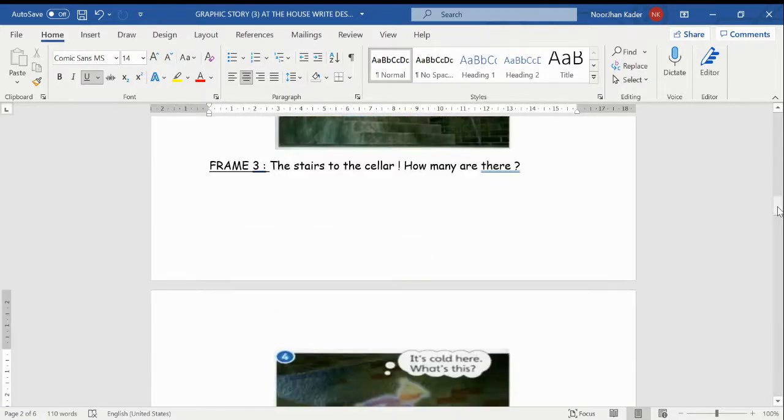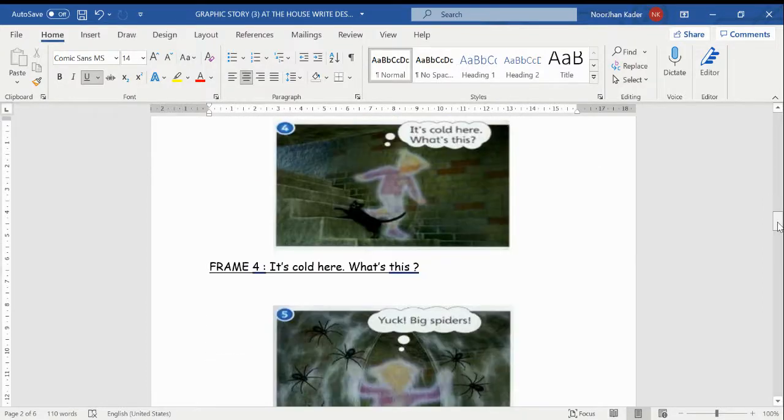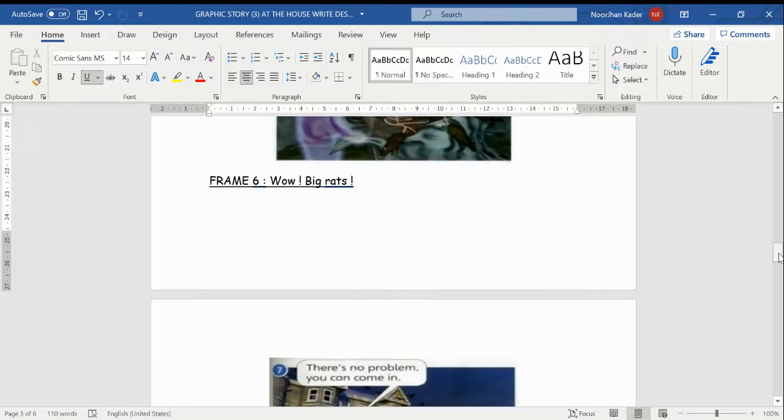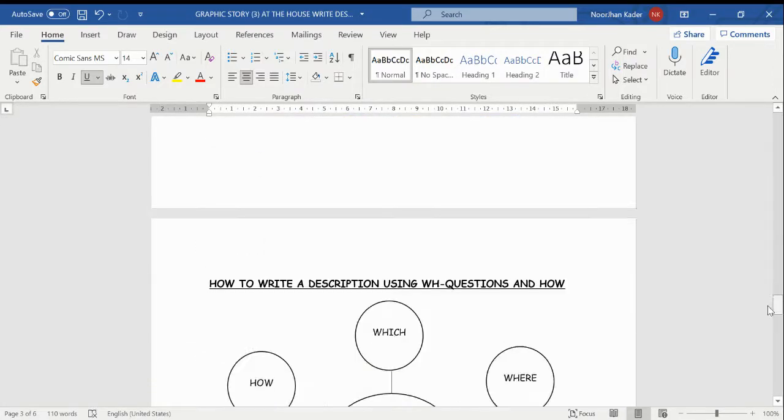So we already know there are 5 descriptive sentences or descriptions, either sentences or phrases. That tells us some details about the graphic story, which you can use to write a description. Okay, so we have done that. That's the second part.